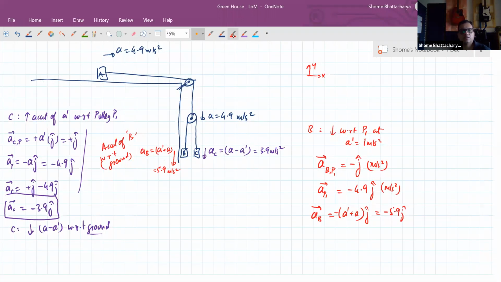Okay. So finally, this is the situation. The acceleration of the block B is downwards, and it's equal to A prime plus A. The acceleration of block C is also downwards, but its magnitude is A minus A prime, whereas the acceleration of block A is horizontal and it's equal to A, which is 4.9. Okay. So just make a note of this properly, people.